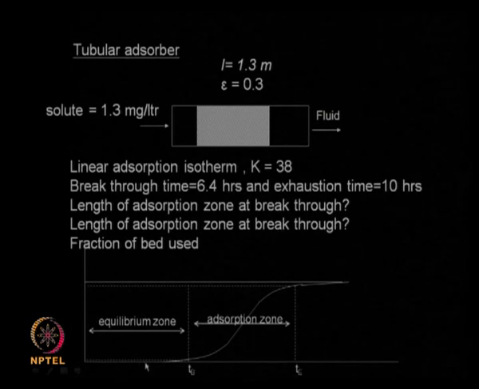This is the breakthrough curve, the x axis is your time. So your graph starts like this and then it goes in a sigmoidal fashion and it flattens out. This is called the breakthrough time and this is called the exhaustion time, and this region is called the equilibrium zone and this region is called the adsorption zone.